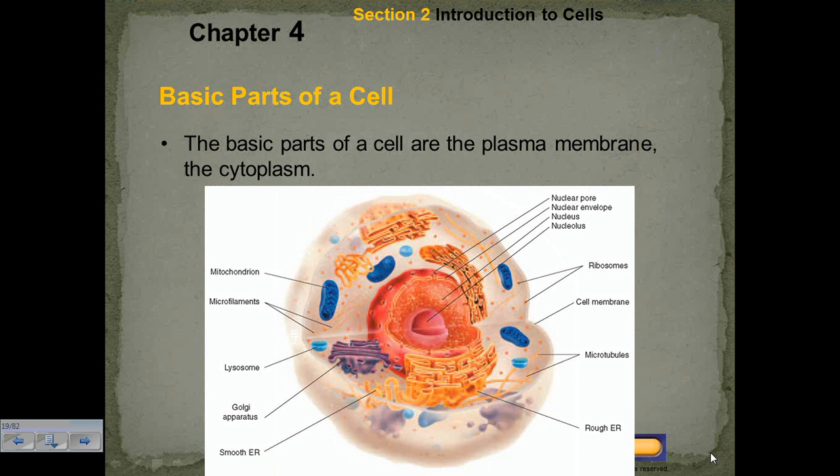So here we go. Basic parts of the cell. We did this yesterday. I just want to review it real quick just to make sure everybody gets it. Remember that every cell, no matter what type, whether it's a bacteria, a fungus, an animal cell, plant cell, whatever, they're going to have these two parts. They're going to have the plasma membrane and they're going to have the cytoplasm. So any of the cells in our body, doesn't matter what kind of cell you pick, it will have cytoplasm and cell membrane.